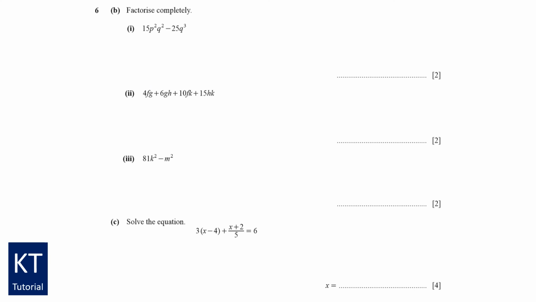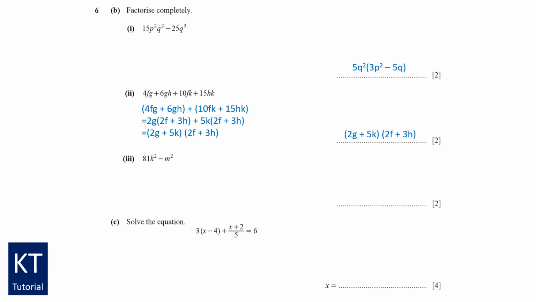Question 6b. Factorize completely the first expression. This factorization involves identifying common factors. Next, factorize completely the second expression. In this case, you would factor the first portion and the second portion independently to arrive at the answer.